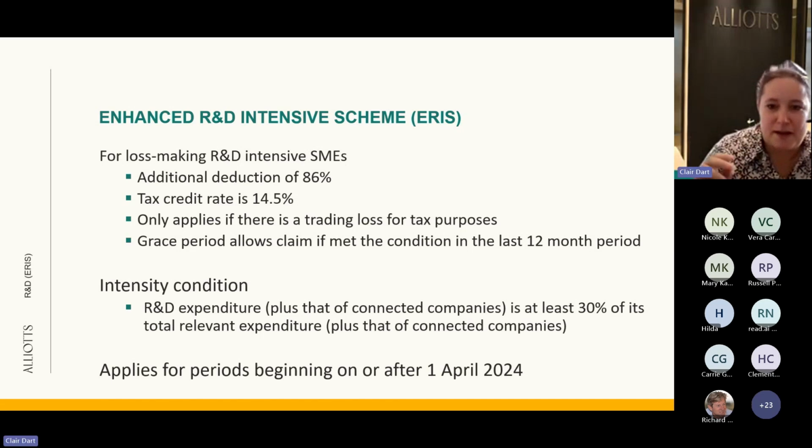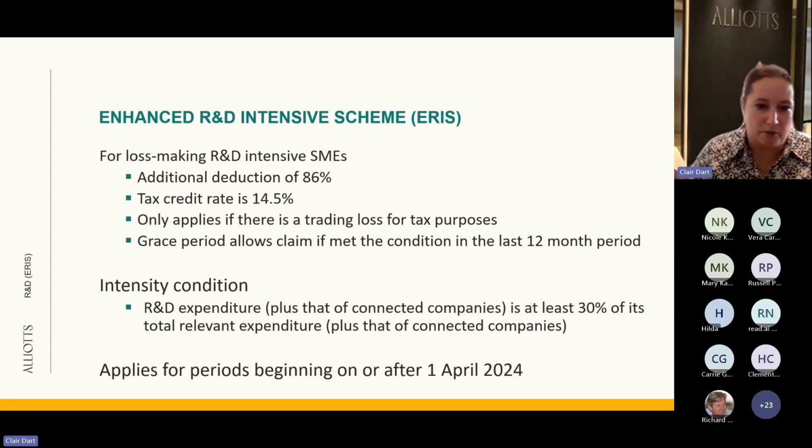So for expenditure incurred on or after the 1st of April 23, a company was considered R&D intensive if the qualifying expenditure for R&D constituted at least 40% of the total. For periods beginning on or after the 1st of April 24, this percentage falls to only 30%. There's also a clear distinction in the periods there, which is quite subtle. The 40% rate is for expenditure incurred on or after the 1st of April 23. And the 30% rate is for periods beginning on or after the 1st of April 24.